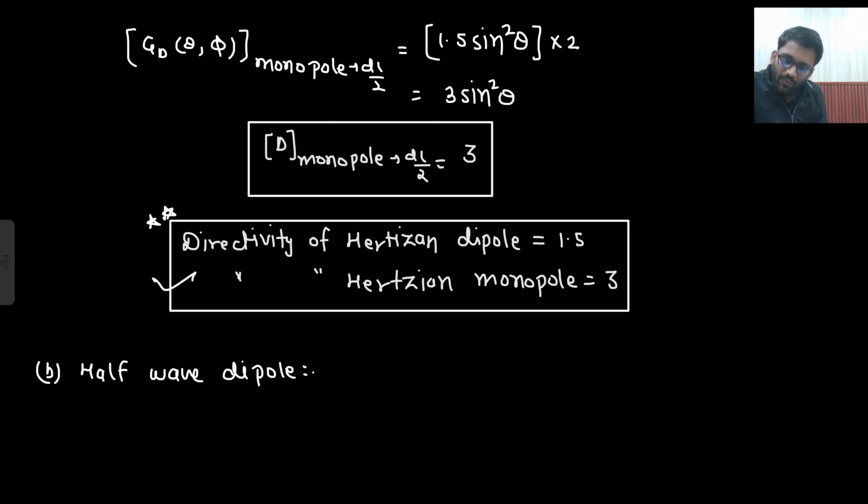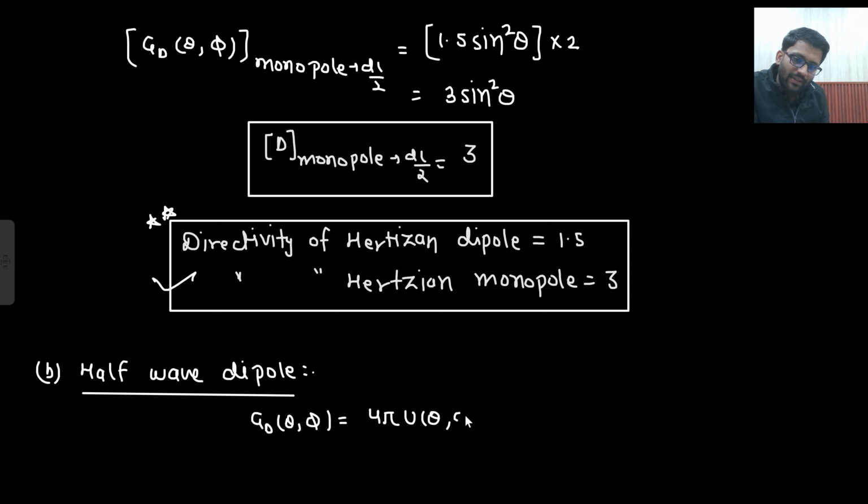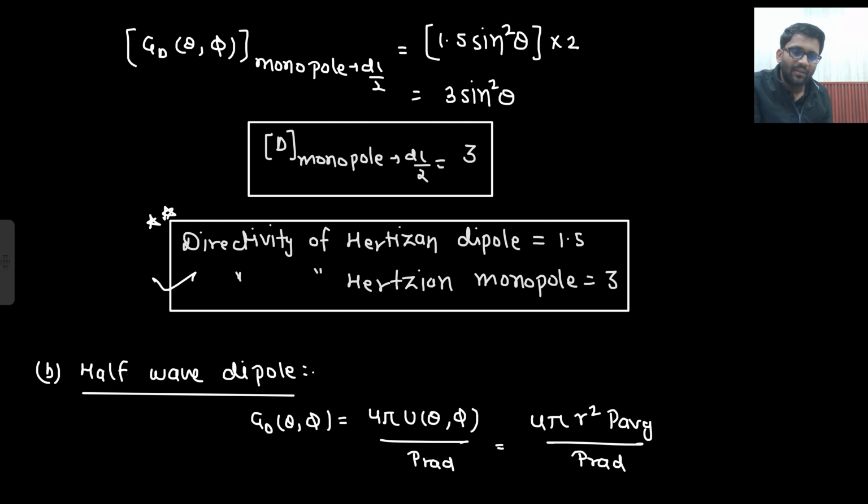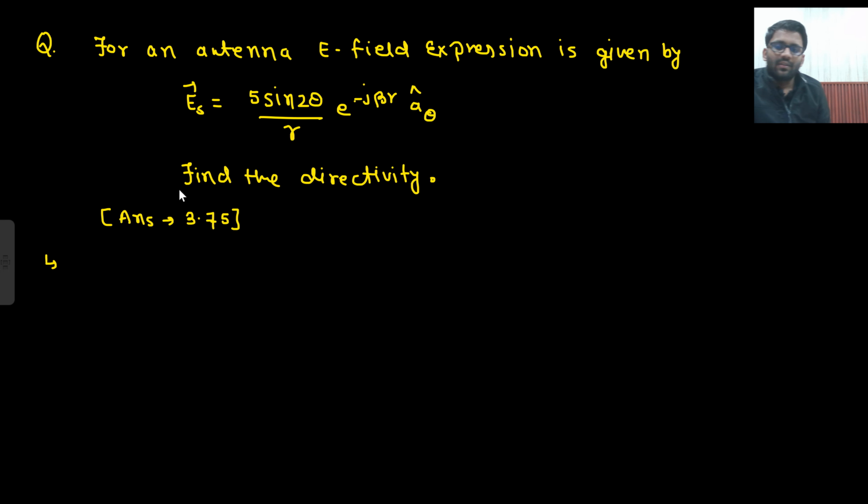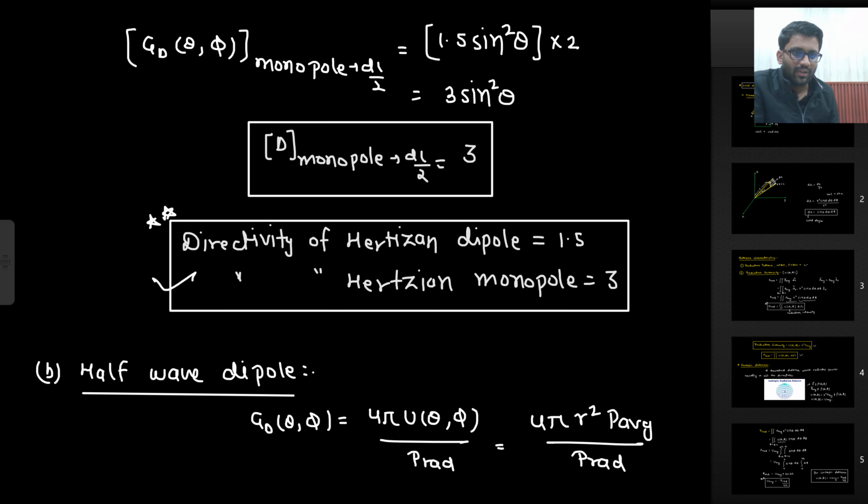Half wave dipole. What we need to find? We need to find the directive gain, which is a function of theta comma phi. That would be 4 pi U(theta, phi) divided by P radiated. And what is U(theta, phi)? That is r square into P average divided by P radiated. So 4 pi r square, everything is there, but I need to find the value of P average and P radiated.